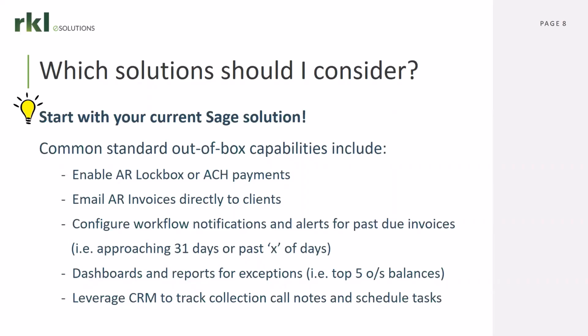All of the Sage products also come with configurable workflow notifications and alerts. So again, without doing much effort, you may be able to utilize a report that you have today. For example, your AR aged trial balance report. You might be able to utilize that Crystal report to identify accounts that are greater than 31 days or past due X number of days. You can have a simple report. That report can be emailed to others within your organization.